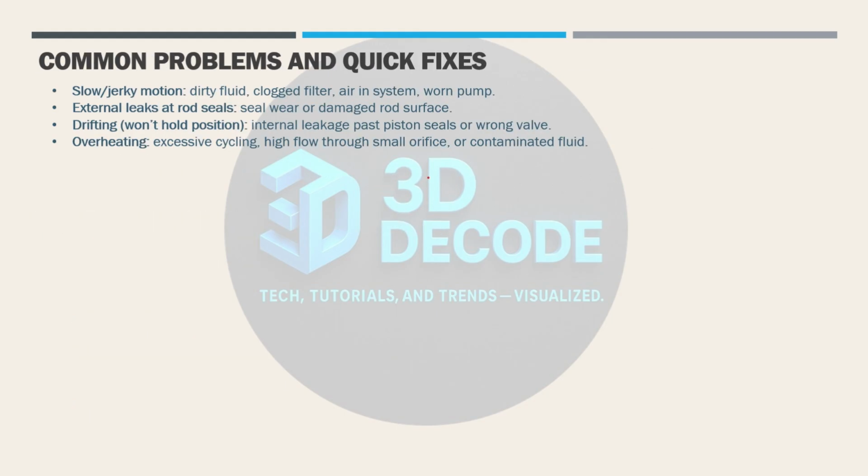Common problems and quick fixes. Slow, jerky motion: dirty fluid, clogged filter, air in system, worn pump. External leaks at rod seals: seal wear or damaged rod surface. Drifting, won't hold position: internal leakage past piston seals or wrong valve. Overheating: excessive cycling, high flow through small orifice, or contaminated fluid.